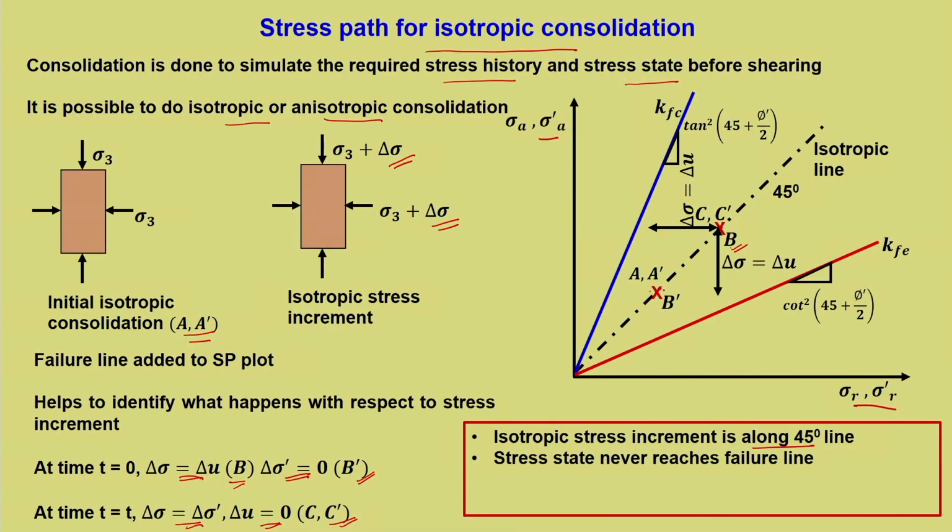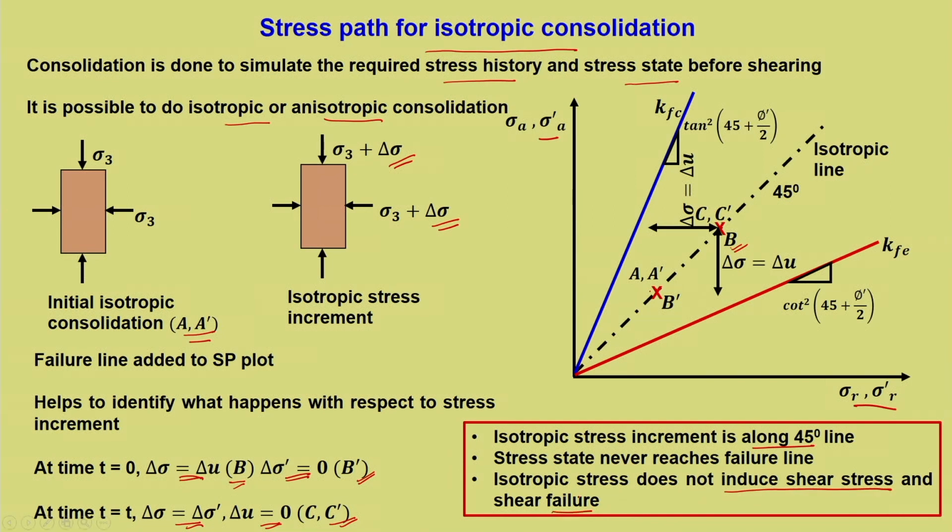Now, that is also visible here. Now, if from A you keep on increasing delta sigma, what will happen is it will simply move along the isotropic line. For failure to take place, the stress path should deviate and move towards either of these failure lines, either in compression or in extension. Now, this is not a possibility in the case of isotropic consolidation, and hence isotropic stress does not induce shear stress and shear failure.